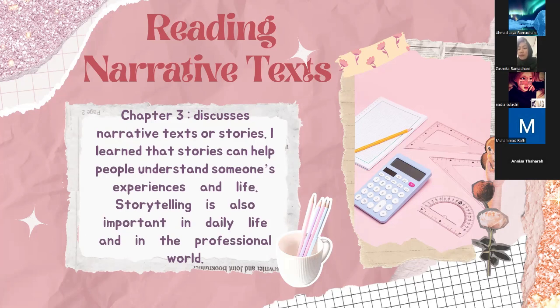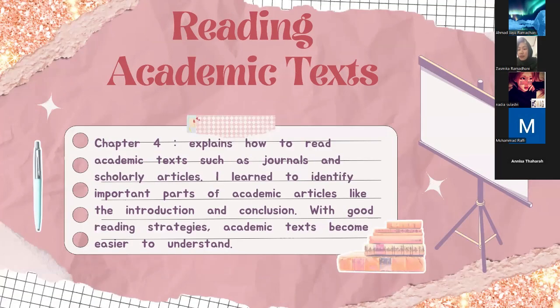Next chapter, reading academic text. Explain how to read academic texts such as journals and scholarly articles. I learned about important parts of an academic article like the introduction and conclusion. Good reading strategies can make academic texts easier to understand.